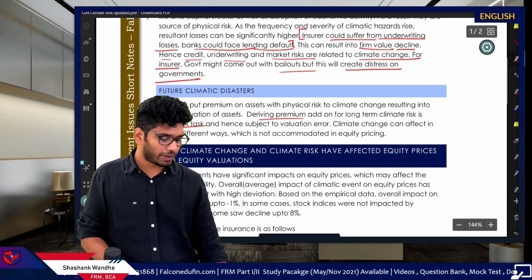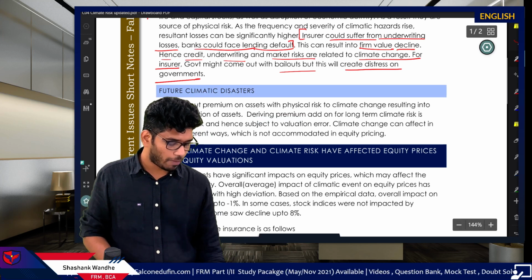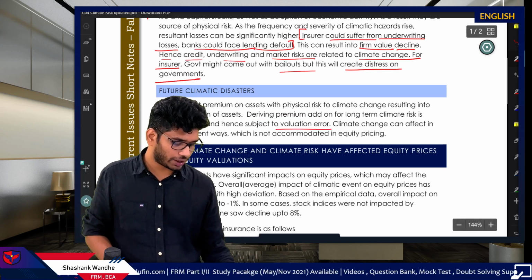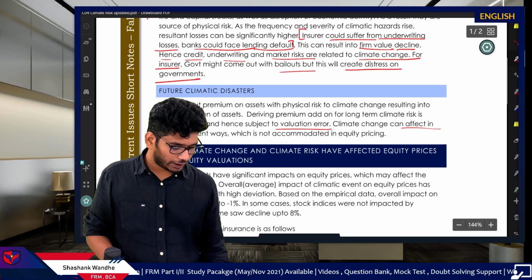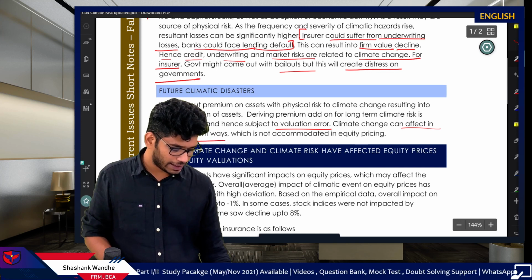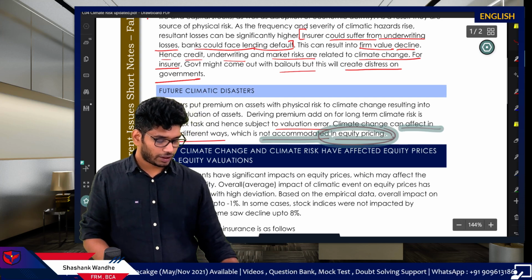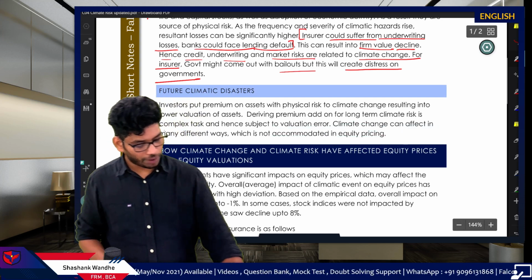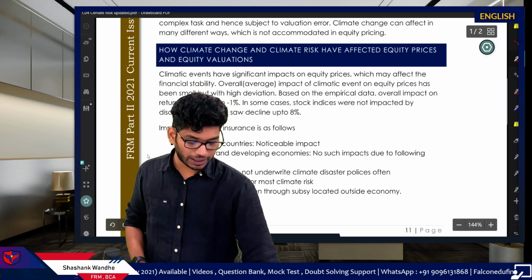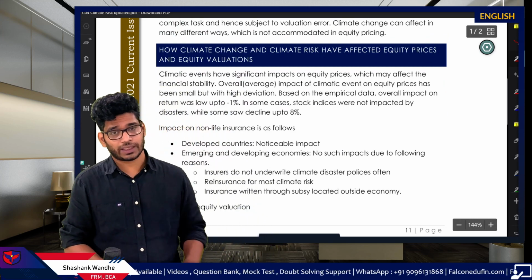Okay, so deriving a premium add-on is a very complex task and hence subject to valuation error. Climate change can affect in many different ways, which is not accommodated in the equity prices. Remember this, okay? Currently it is not properly accounted for in the equity prices, meaning equity prices are overstated.